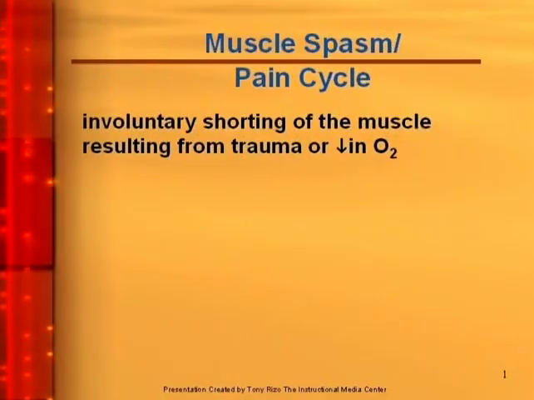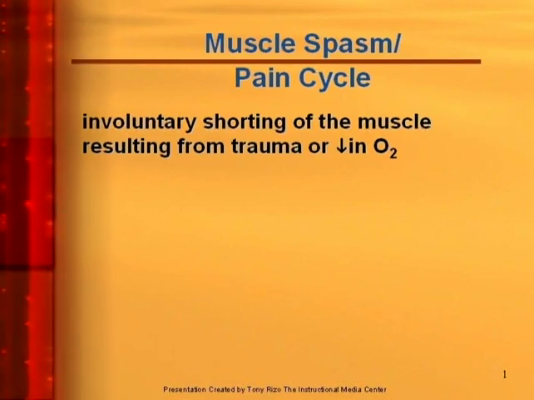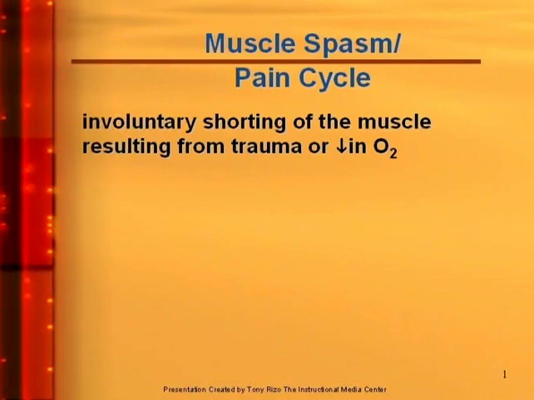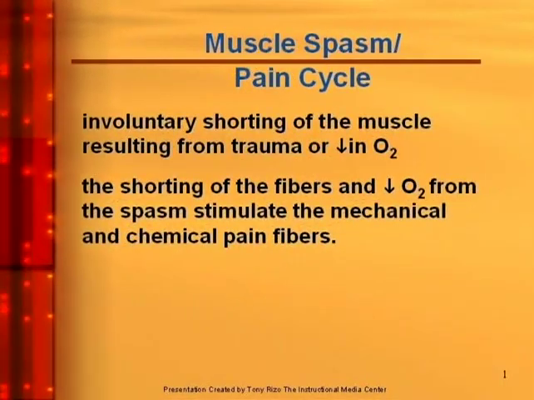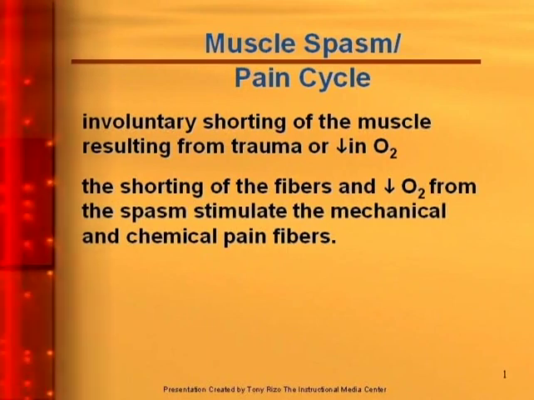Then you run into things like a muscle spasm pain cycle. This has to do with involuntary shortening of the muscle resulting from a trauma or a decrease in the oxygen. Have you ever woken up in the morning and you have a cramp in your leg? This is what we're talking about here. Or you see some athlete run along the sideline and the next thing you see is that they're pulling up with a cramp. What's going on is the shortening of the fibers and a decrease of O2 from the spasms, which then causes a mechanical and chemical pain problem with the fibers.